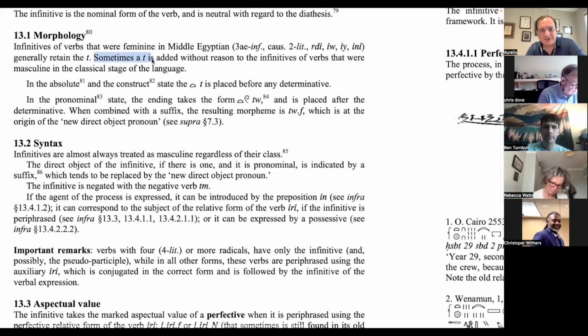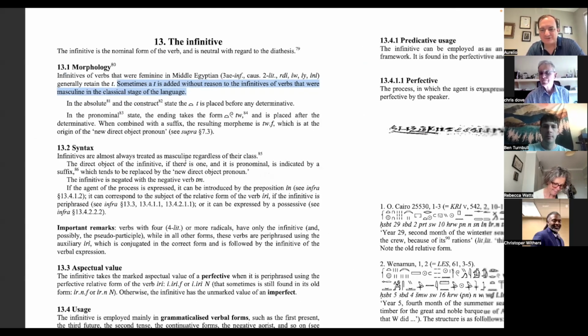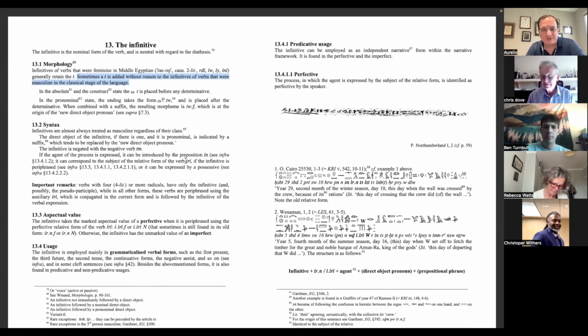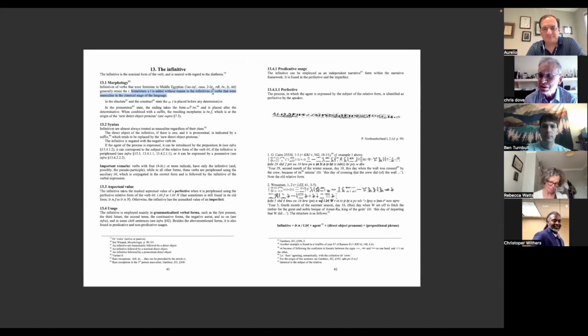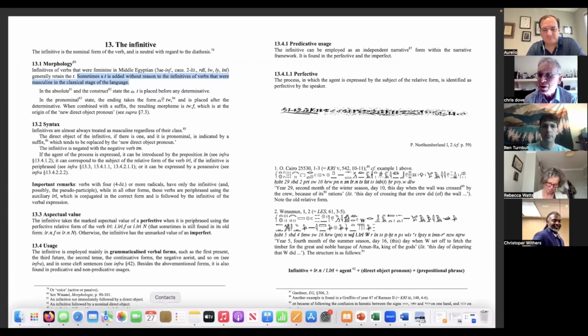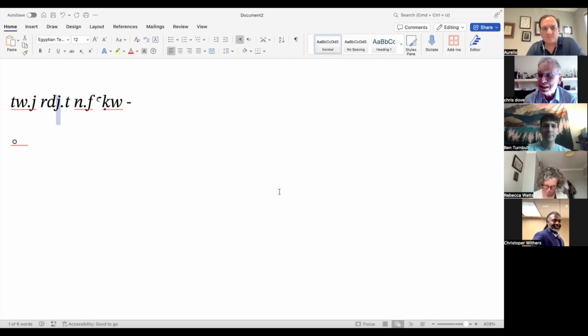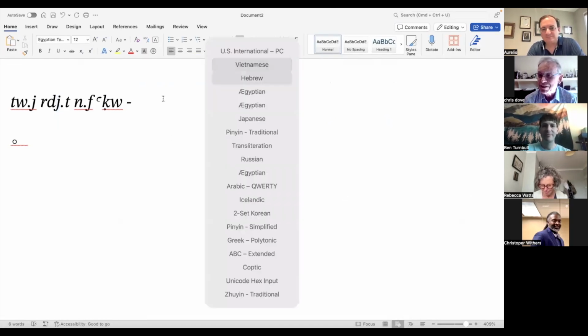And then what I was talking about, sometimes the T is added without any reason to infinitives of verbs that were masculine in the classical stage of the language. So you'll just sometimes see a random T thrown in. I think probably because there was a final vowel, would be my guess. That seems to be a characteristic of Late Egyptian, that whereas Middle Egyptian had some definite grammar rules, when they got to Late Egyptian, they seem to have said to themselves, there's often a T on the end. Right, let's put it always there to make sure we don't leave it out.